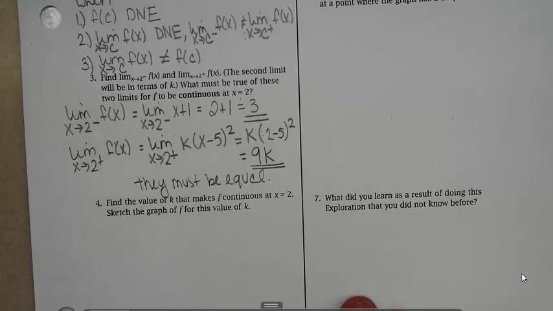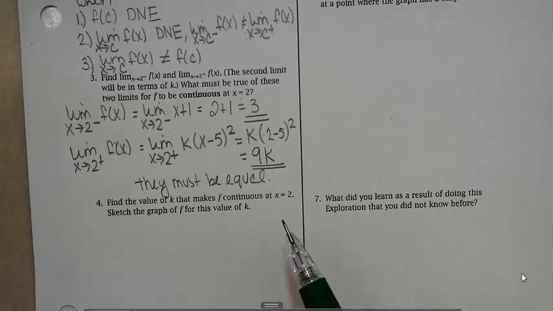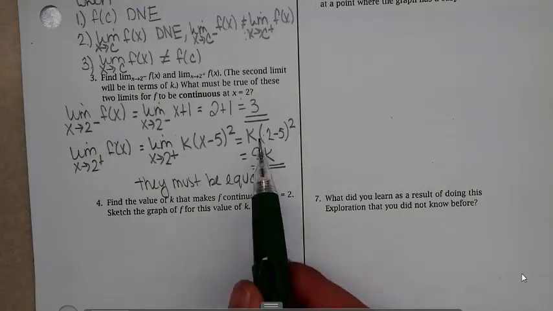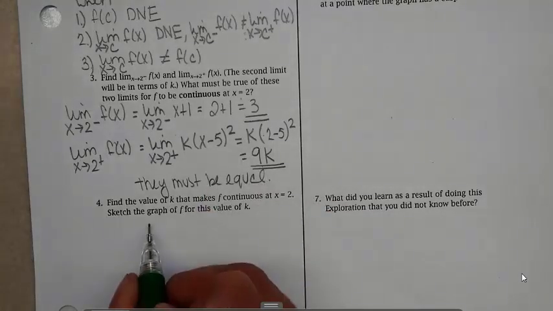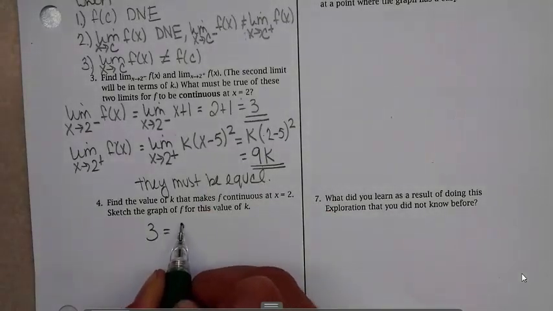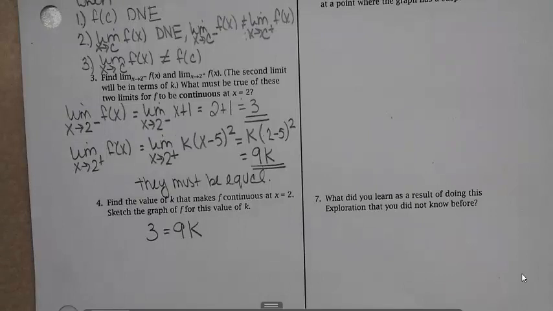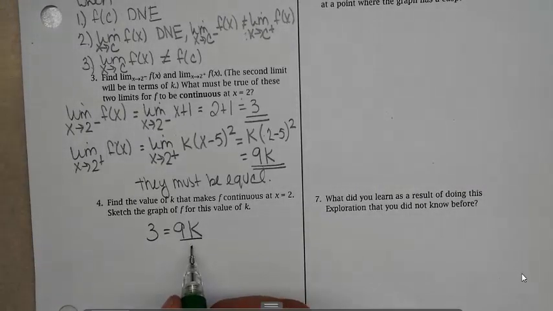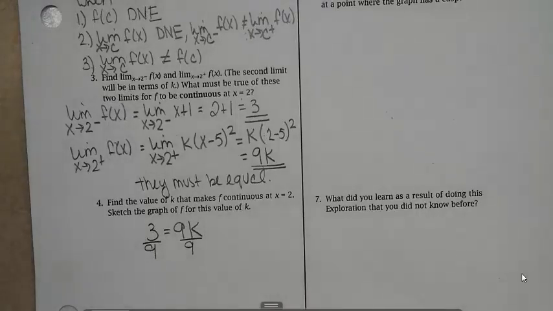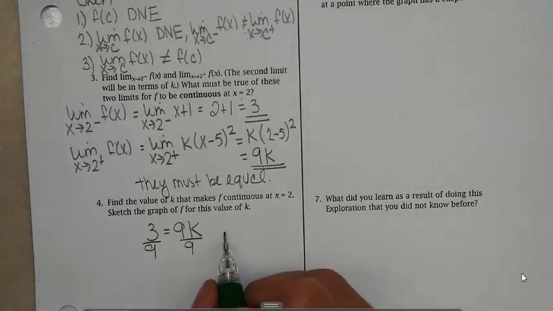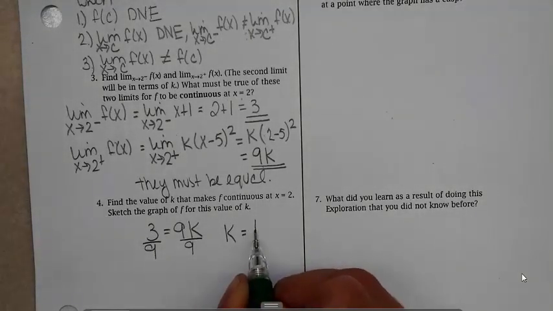All right, wonderful. So we just said that those two need to be equal at x equals 2, right? So what we're going to do is set them equal to each other. 3 will equal 9k. And so now I'll divide both sides by 9 to figure out what k actually needs to equal. So k is going to equal 1/3.